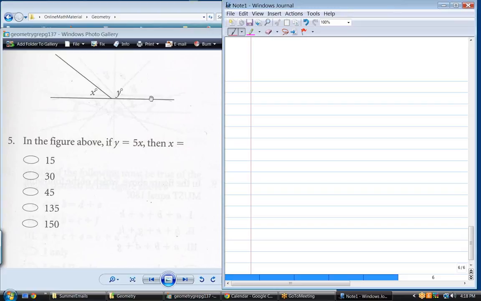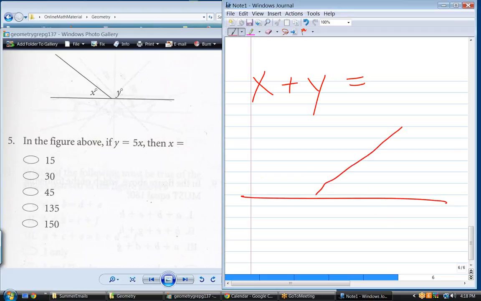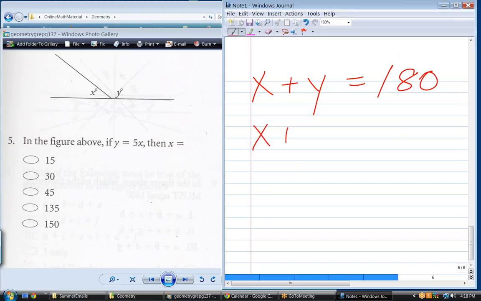Well, let's set up an algebraic equation. What can I say about x plus y? What's that equal to? In other words, whenever you have a straight line intersecting with another line, these two angles are always supplementary. Okay, so 180. Okay. And what is y equal to? 5x, right? So in place of y, I'm going to put 5x.